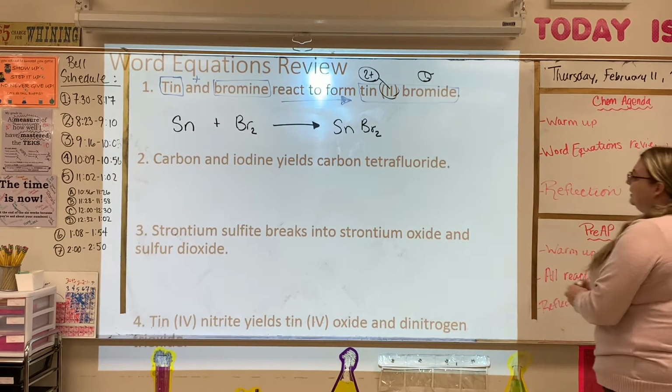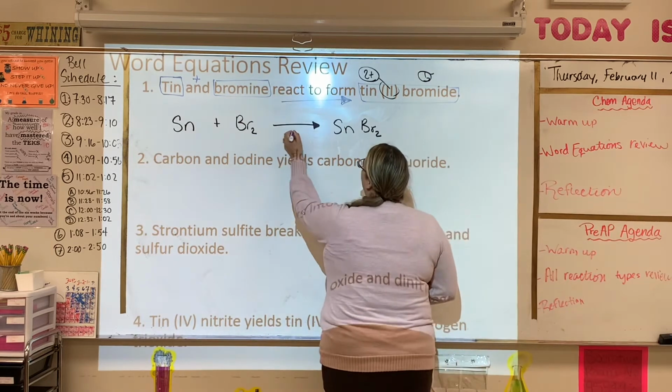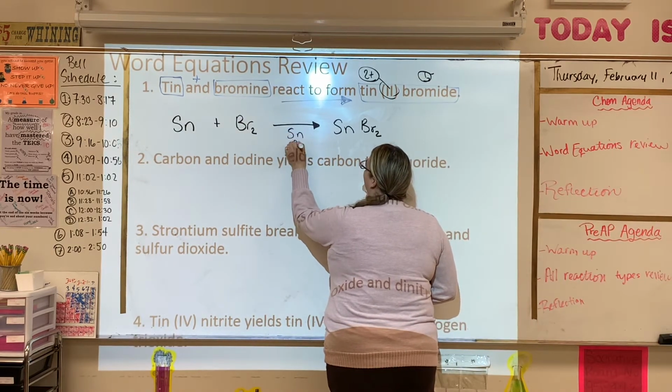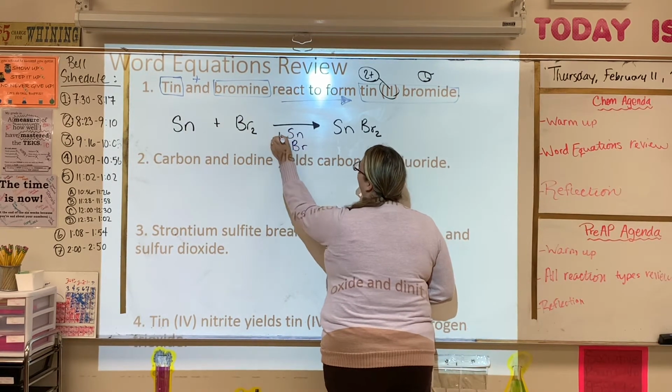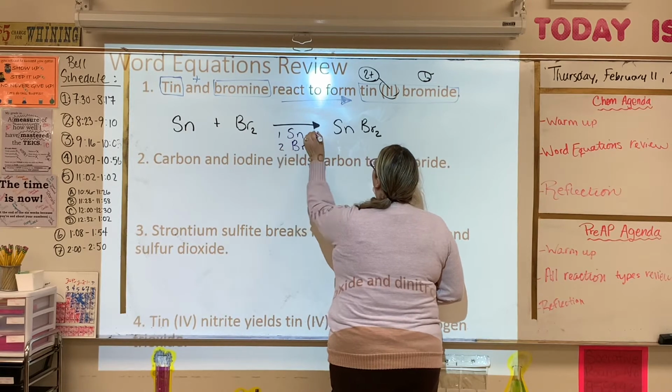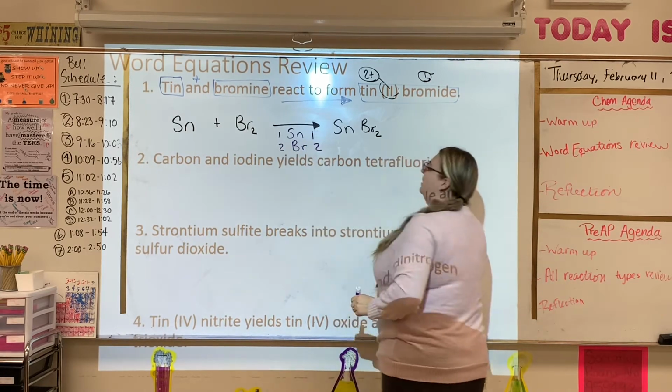Step 2 is to balance our equation. So we have Sn, we have Br. On the left, we have 1 and 2. On the right, we have 1 and 2. This one is already balanced.